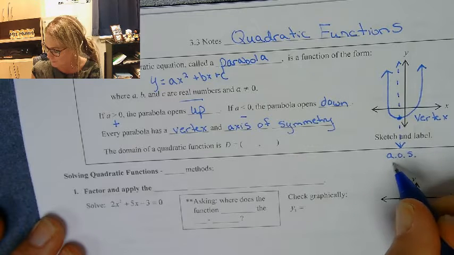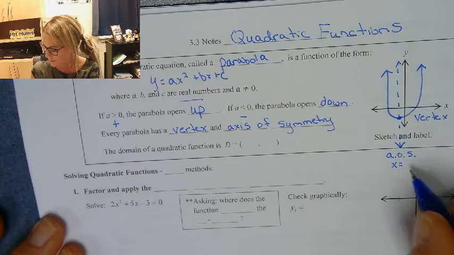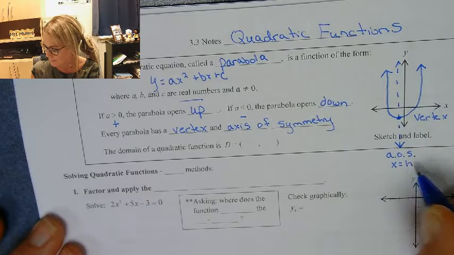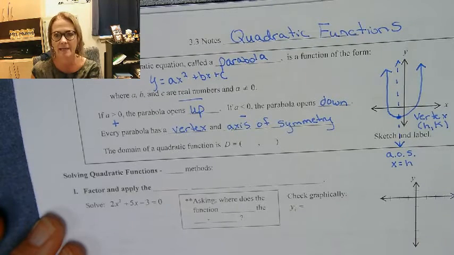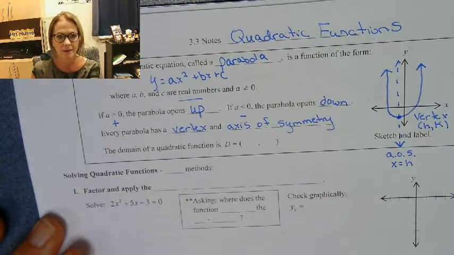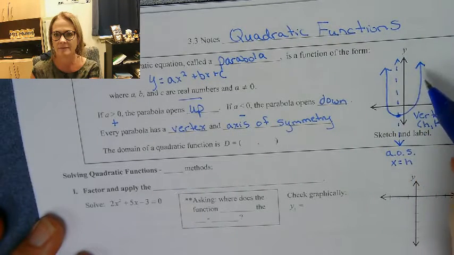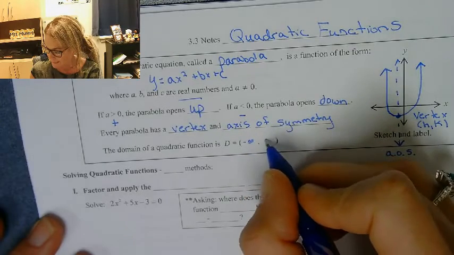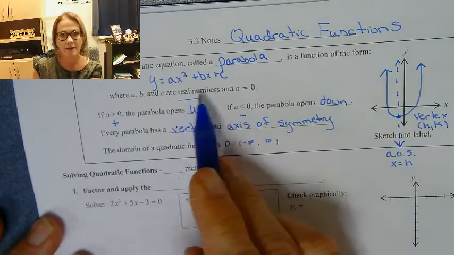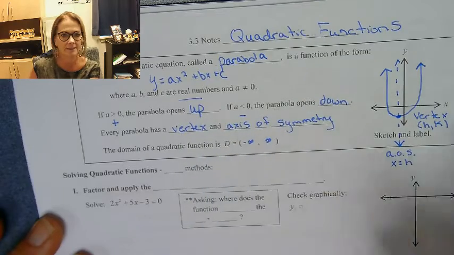It's a vertical line, so it will always be x equals some value, and that value is actually going to be the x coordinate of the vertex. So we'll go ahead and get the vertex labeled with the correct letters, and those would be h and k. The domain of a quadratic function is always negative infinity to infinity, infinitely left and infinitely right. Again, think back, we don't have a denominator, we don't have an even root, so this is going to be your go-to in that situation unless it's piecewise.